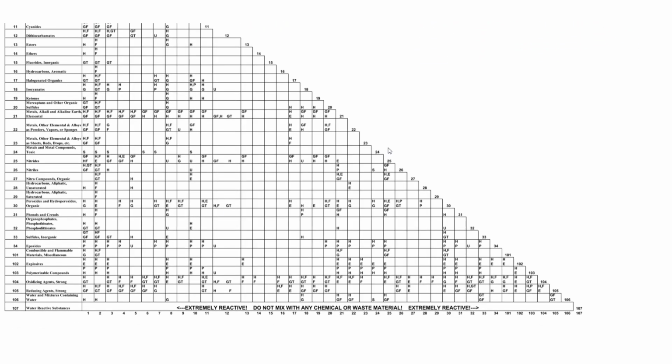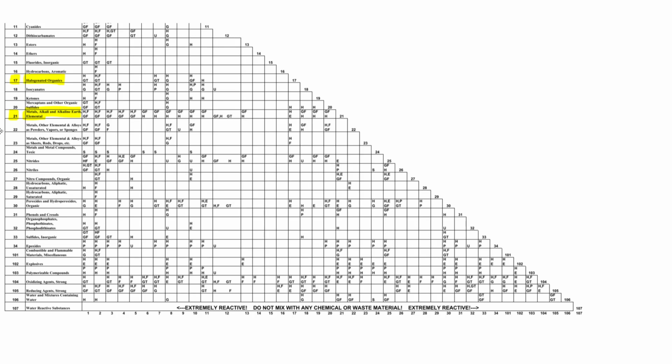So for example, let's do another one. Actually, let's do some metals. Let's do metals, alkali earth metal elements, and let's mix that with halogenated organics. So what would happen? Here we have halogenated organics, it's 17. And let's say I want to mix it with metals that are alkaline earth elemental metals, which is 21.